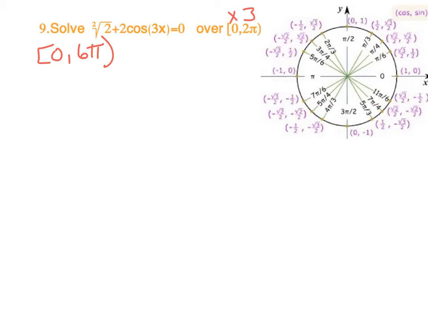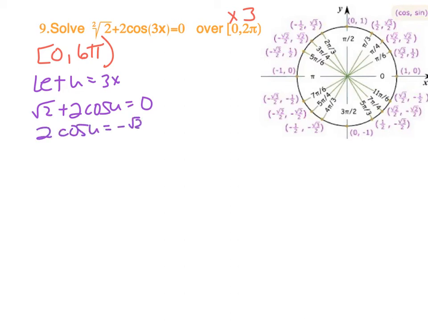Because in the end, remember, I'm going to divide all of the answers by 3. So if I divide any answer between 0 and 6 pi by 3, it's going to end up within 0 to 2 pi. So I'm going to have to basically go around 3 times. So let's set it again. I'm going to let u equal 3x. So this is square root of 2 plus 2 cosine u equals 0. 2 cosine u equals negative square root of 2. Cosine of u equals negative root 2 over 2.